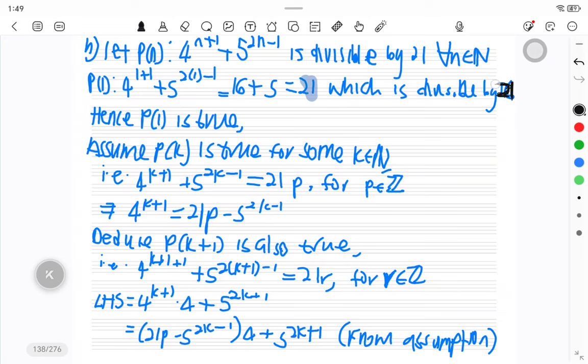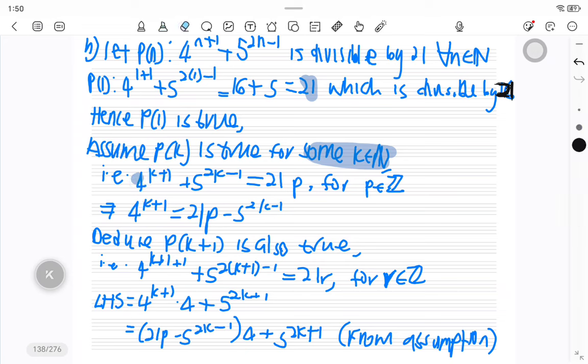Then when you come here, assume P of k is true for some k an element of the natural numbers. Remember, this is very important, right? For some k an element of the natural numbers, we take this entire question and replace n by k, then we say it equals 21p for p an element of the integers. Then we make something the subject of the formula. Remember I said that you can make one thing here the subject, so make this one the subject. After that, we deduce that P of k plus 1 is also true.